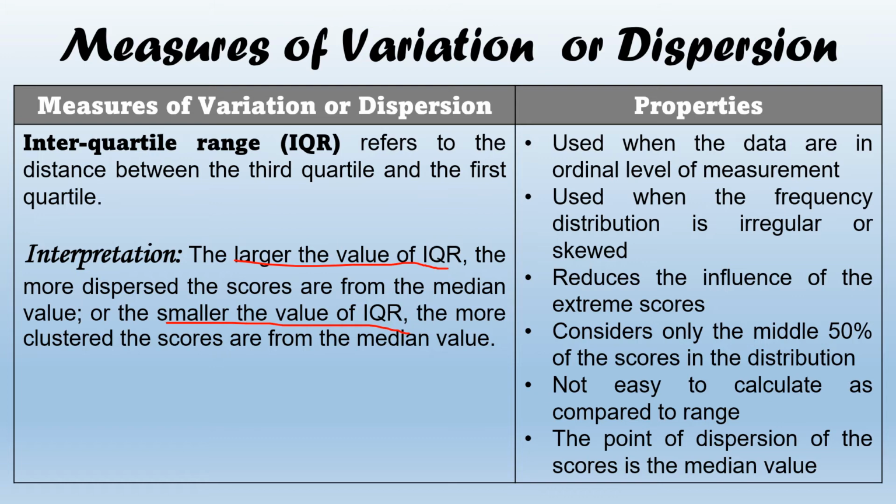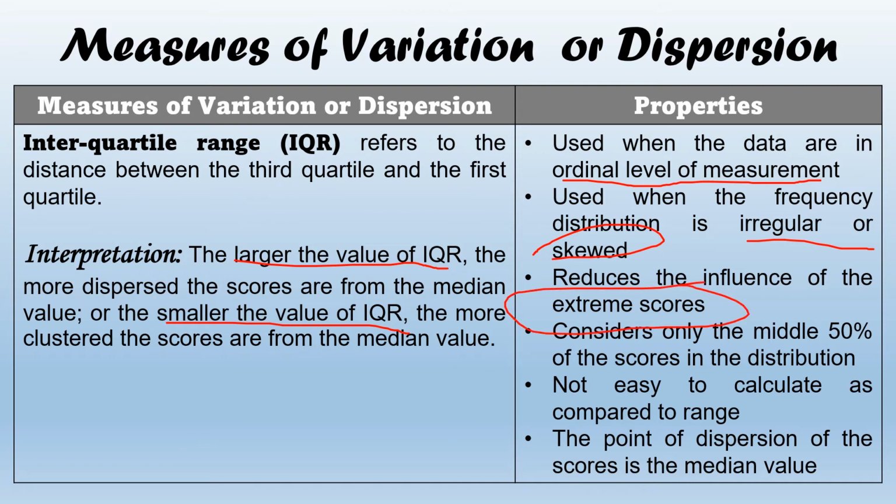For properties, it is used when the data are in the ordinal level. Please take note that it is the ordinal level of measurement. So most likely you really have to arrange the data. It is used when the frequency distribution is irregular or skewed. Again, this will be appreciated at a later part. It reduces the influence of the extreme scores.